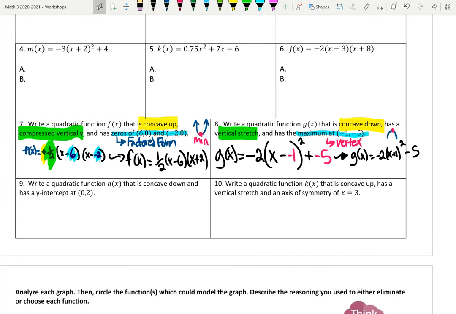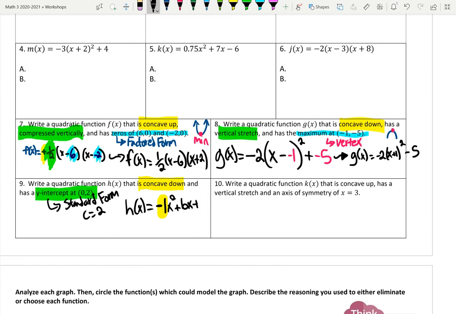Number 9, notice, concave down. a is going to be negative. I have also been told that a y-intercept is (0, 2). This right here is an indication that it should be in standard form, and my c value is 2. So I'm going to write h of x is equal to a, concave down, so it's going to be a negative number, x squared plus bx plus c, where c is 2. And I can replace b with any value that I want since they didn't specify, so I'll make it 3.